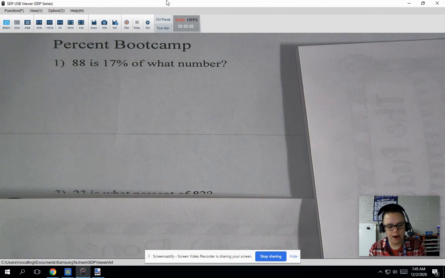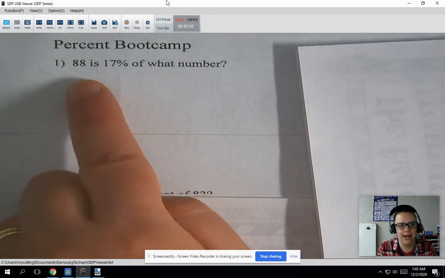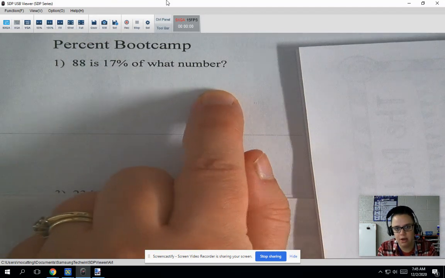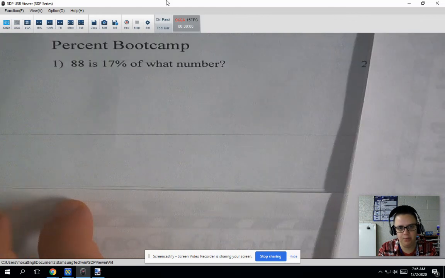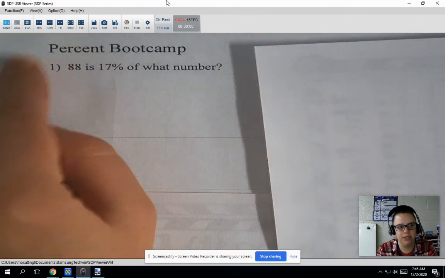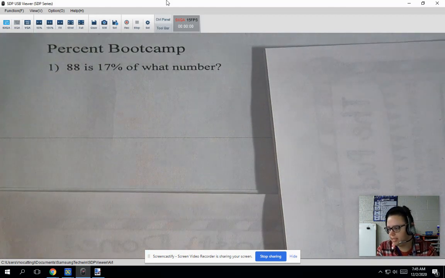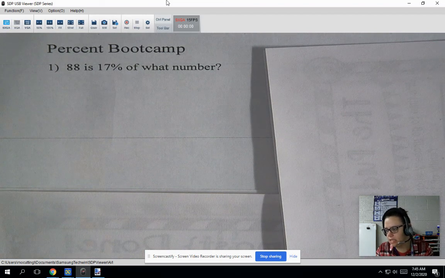Okay, so I have mine on a worksheet. You are not going to copy down the question. You're just going to write what I write and do the problems on your paper. Okay, so this is number one, and it says 88 is 17% of what number?